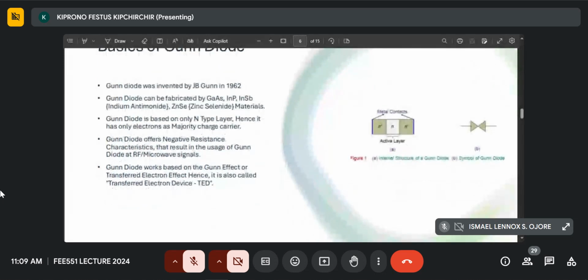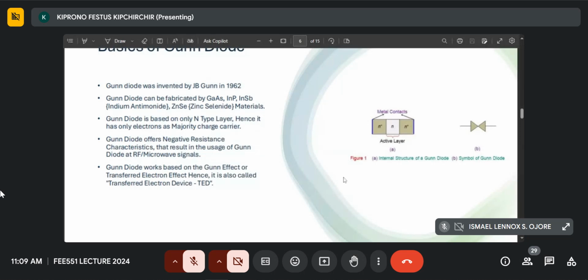If you go to point number 4 here, the GaN diode offers negative resistance characteristics. This is actually the basis of operation of a GaN diode. We'll talk about it later when we get to that point. And the last point here, the GaN diode works based on the GaN effect. This one too, we'll talk about towards the end of the slides.